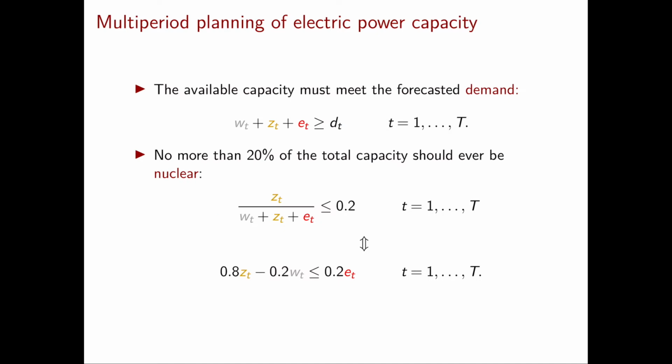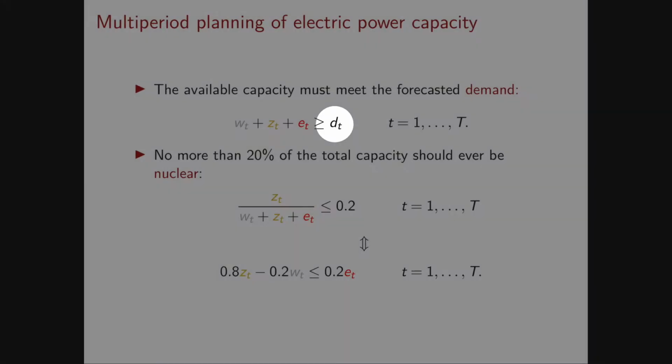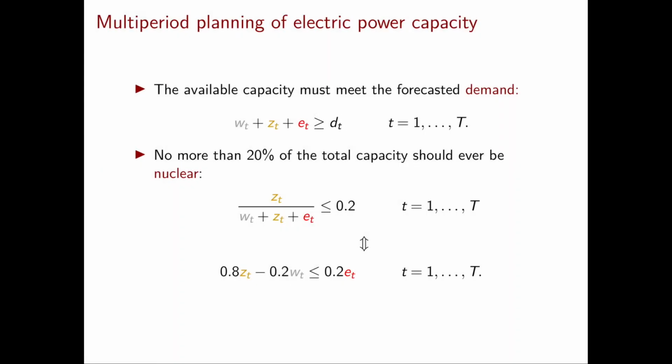And now that we have introduced our new variables Wt and Zt, it will be very simple to write them down. So the first constraint says that the available capacity must meet the forecasted demand. Therefore, for every year t that ranges from 1 to capital T, the demand is dt, and the available capacity is the available capacity in oil plants plus nuclear plants plus coal plants, and so we can simply write Wt plus Zt plus Et greater than or equal to dt.